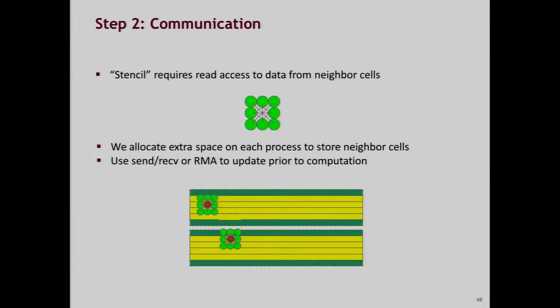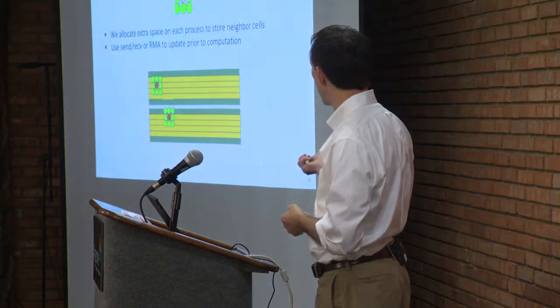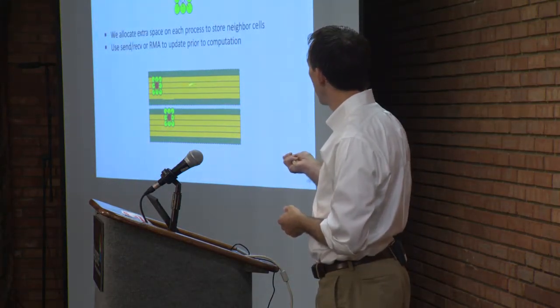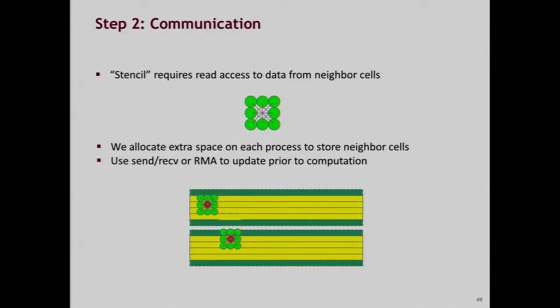Recall that we need this stencil, the neighboring cells, in order to calculate updated state for the next step. For these rows in the middle, that's no problem, but if we're along an edge of our block of rows, then we might not have the data that we need. So we're going to allocate some additional space on processes to store information from our neighbors, and then we're going to use send receive to get that data from our neighbors, or RMA to get that data from our neighbors. I'm not going to go into that communication step.